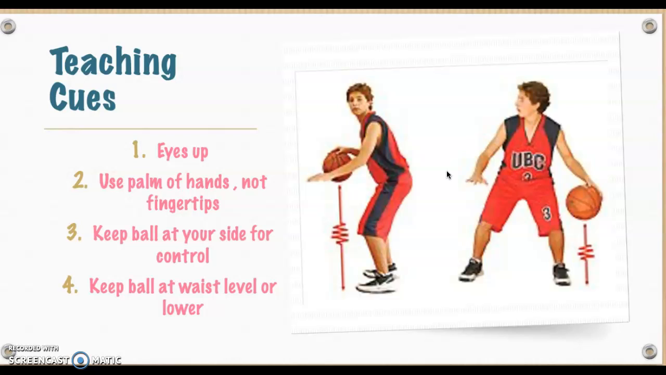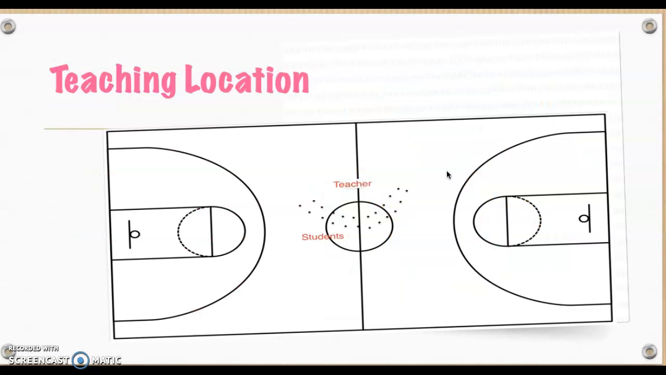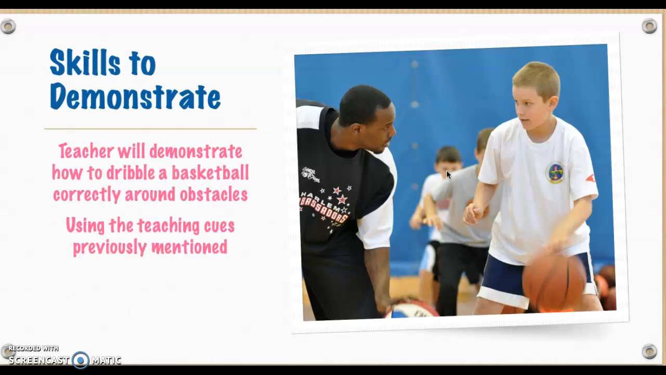The teaching cues for this lesson are keeping the eyes up, use the palm of the hands, not the fingertips, and keep the ball to your waist level, and keep it on the side for better control. The teaching location would be inside the gym, and once again, the students would be in a semicircle. The skills to demonstrate would be how to dribble a basketball correctly around obstacles using the teaching cues that we had previously mentioned.